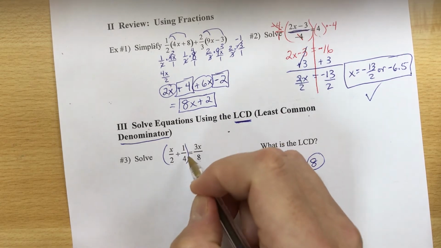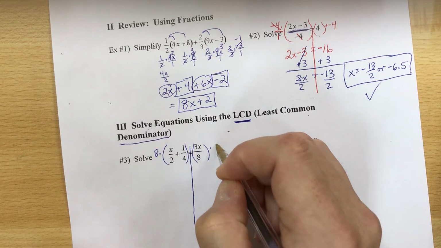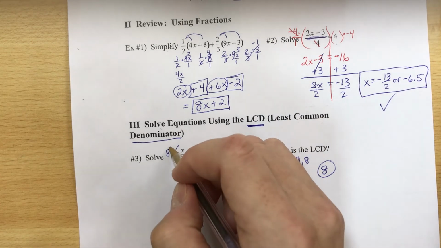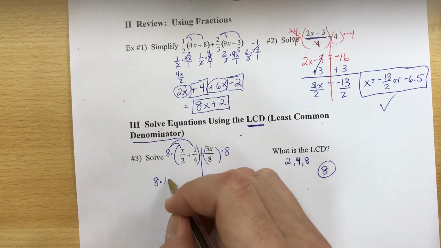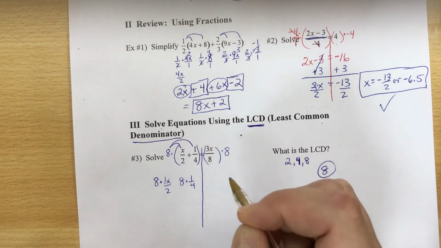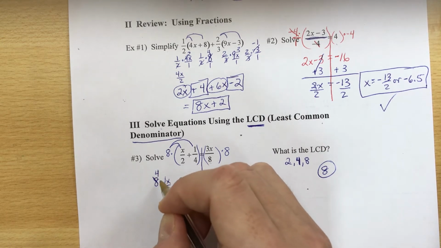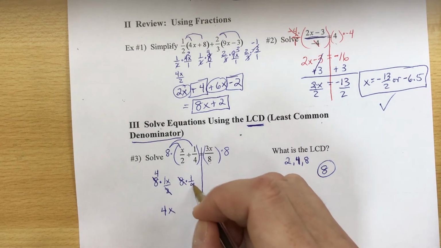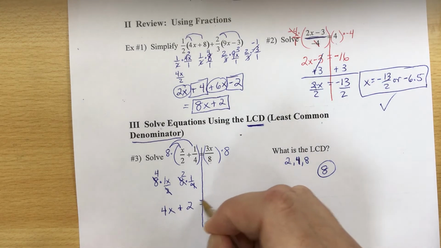So what we're going to do is this. We're going to take the left side and the right side, and we are going to multiply by the LCD. Now this is what's going to happen. Watch what happens here. I'm going to distribute on the left side. So 8 times 1x over 2, and then it's 8 times 1 over 4. Now what happens here, I can divide. 8 divided by 2 is 4. 4 times 1x is 4x. 8 divided by 4 is 2. 2 times 1 is positive 2, so I'll put a plus there, equals.